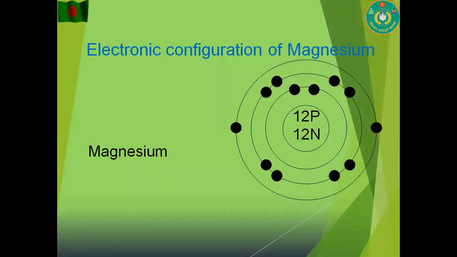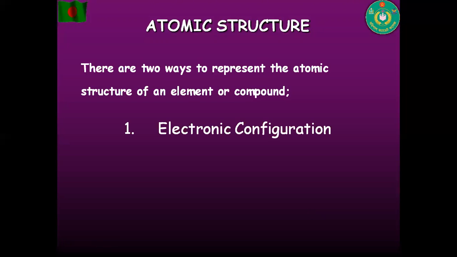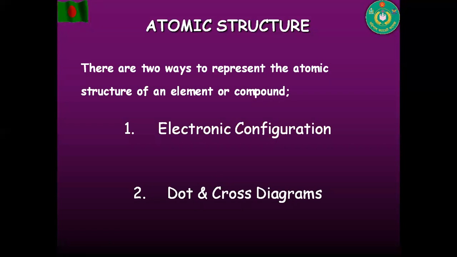In case of magnesium, there are 12 electrons. In the first orbit, 2; in the second orbit, 8 electrons; and in the next orbit, 2 electrons are present. Here, there are 2 ways of writing the electronic configuration of an atom: by using dots and also by using the cross sign.